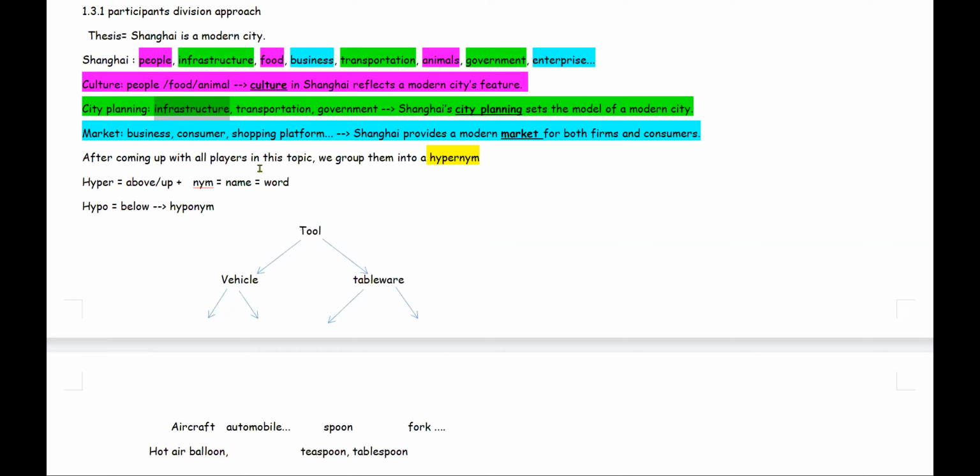All right, Julianne, does that make sense to you? Yep. So as long as we can prove that not all, but most players in this topic fit into our definition, then we can conclude that, oh yeah, Shanghai is a modern city.